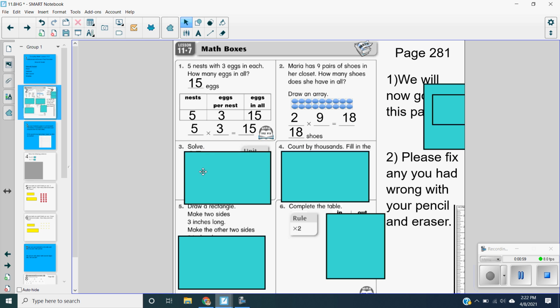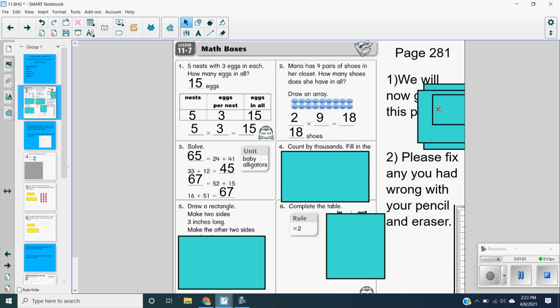For question 3, you're solving each of these problems. So we know that 65 equals 24 plus 41, 33 plus 12 equals 45, 67 equals 52 plus 15, and 16 plus 51 also equals 67.